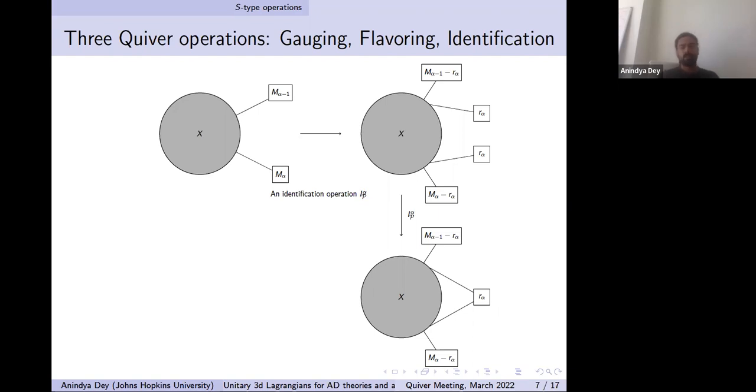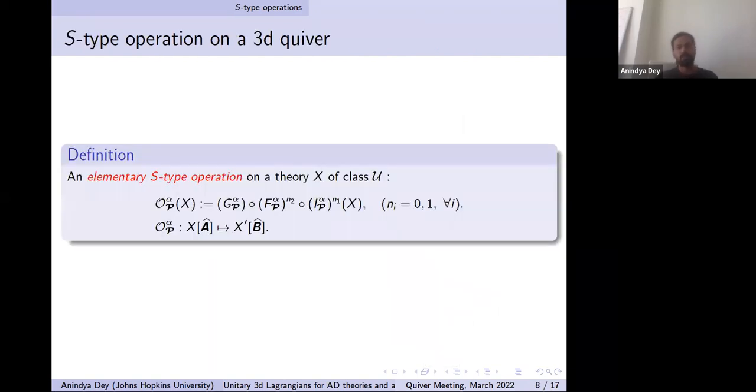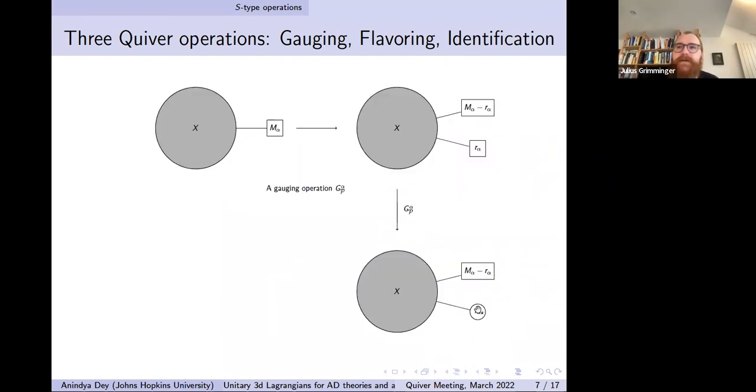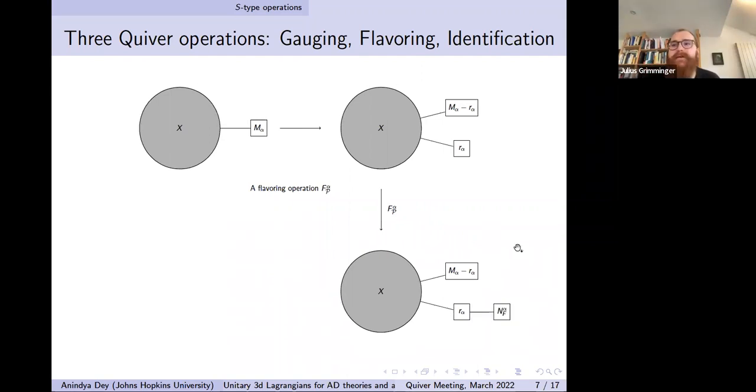Okay, so now using these three quiver operations, I define something which I call an elementary S-type operation. Actually, I do have a question. Sure, go ahead. So is the theory different here now, or did you just basically rewrite the global symmetry? I meant the next slide. Yeah, I'm not doing anything here. I'm just rewriting the global symmetry in a different way. Okay, good. Then everything's clear. Thanks.